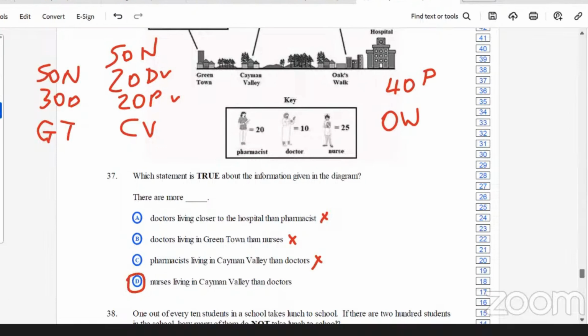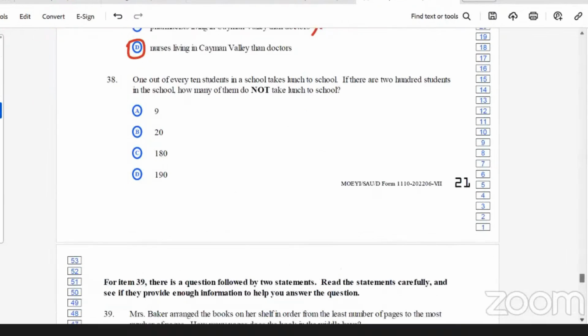Like I said, guys, if you have to go through all of that to find your answer, then that's what you do. Question 38, 1 out of every 10 students in a school takes lunch to school. If there are 200 students in the school, how many of them do not take lunch? So if lunch equals 1 out of 10, then no lunch would equal what? 9 out of 10. So 9 out of 10 do not take lunch, right? But if there are 200 students, so we need to find 9 out of 10 of 200.